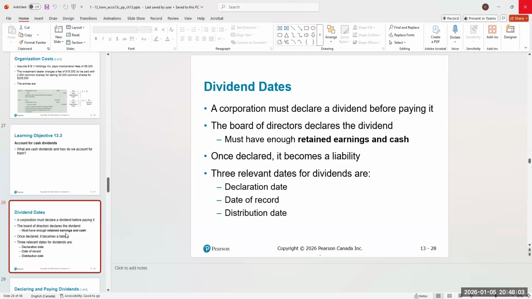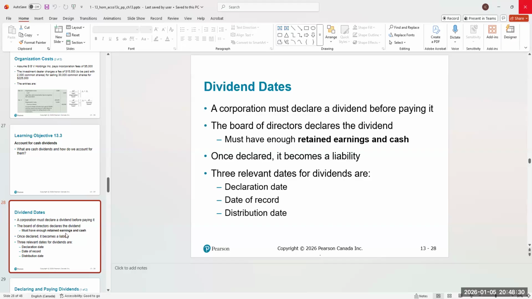Now, let's go with the dividend. On the corporation side, before paying the dividend, it has to declare it. So first we have a declaration of dividend, and then we pay it. The board of directors is the one who decides whether to pay a dividend or not, whether to declare a dividend or not.